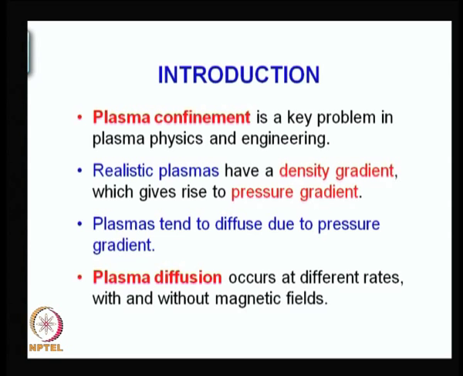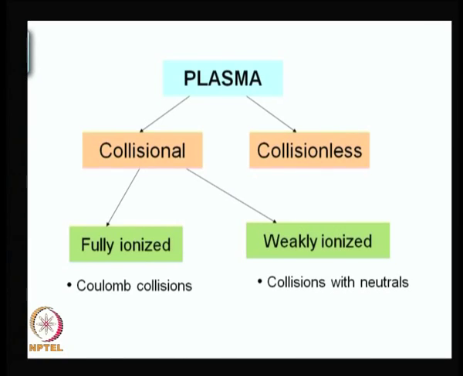It is a phenomenon which happens in the presence of magnetic fields and even in the absence. So, with and without magnetic fields, we intend to study the diffusion process in plasmas. You also know that plasmas are collisional as well as collisionless. Collisional plasmas can be categorized into two types, fully ionized and weakly ionized.